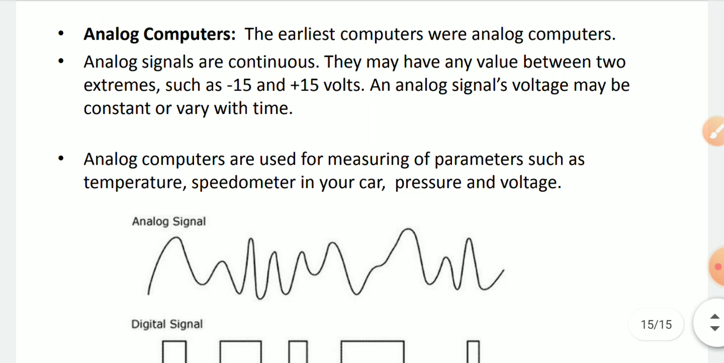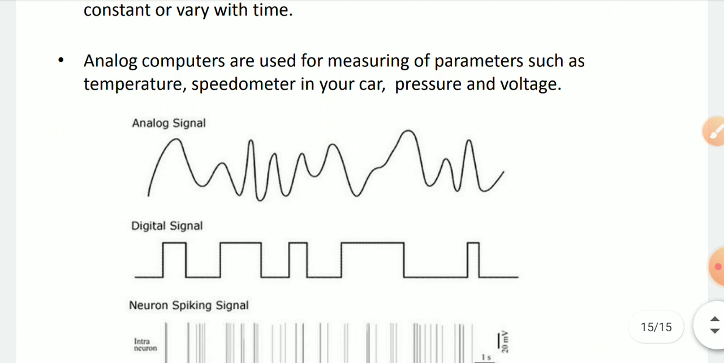This is our analog computer. The earliest computers were analog computers. Analog signals are continuous. They may have any value between extremes such as negative and positive. Analog signal voltage may be constant or vary with time. In the analog computer, the voltage of the signals varies from time to time. Analog computers are used for measuring parameters such as temperature, speedometer in your car, pressure and voltage.